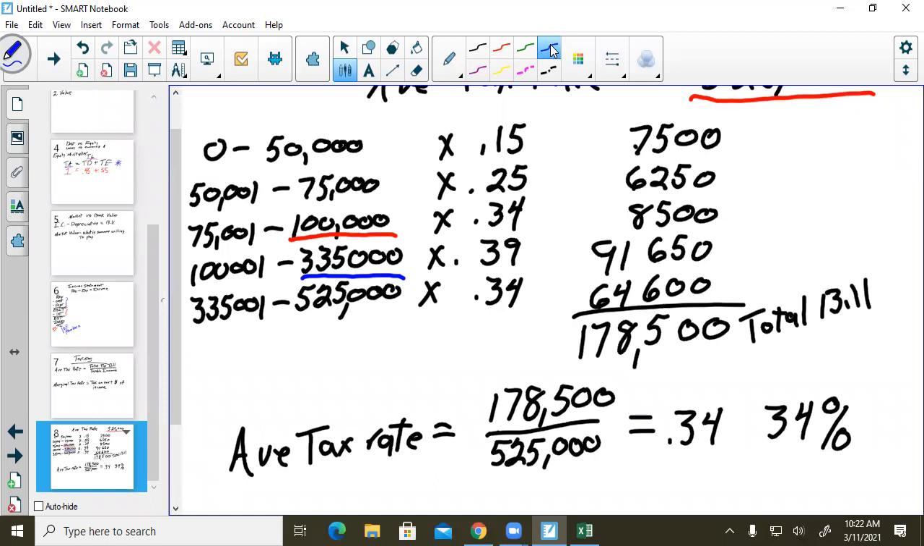Now, don't get me wrong, folks. I want you to understand business. Saunders, James, and Noah, if the people come to you and say, we want you to pay more because you're making more, you deserve to pay more. What's your thought on that?